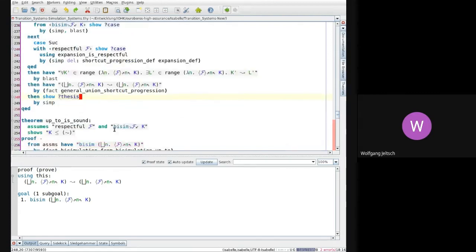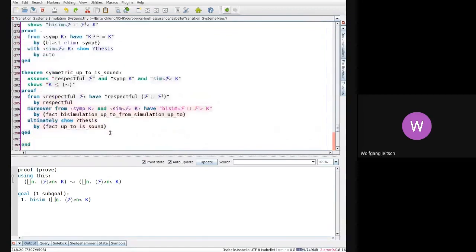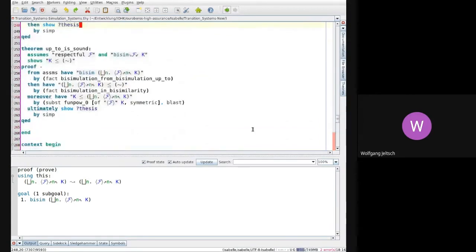Okay, then let's get to our final theorem. There's a bit more stuff here, but we can do this next time, I think. The real bulk is what we have basically done. And this is just the bit that is missing for that. So up to is sound. This is this key theorem. Up to methods are sound for respectful functions.